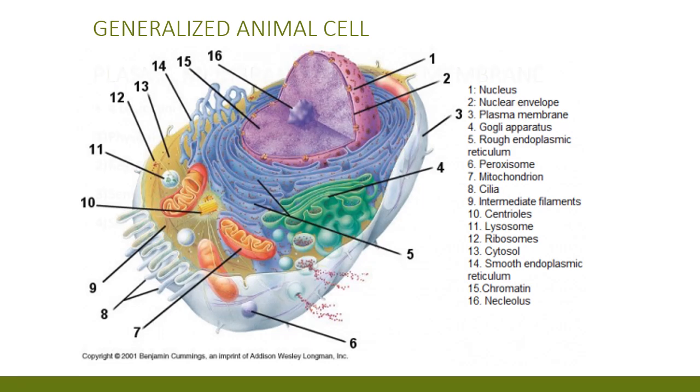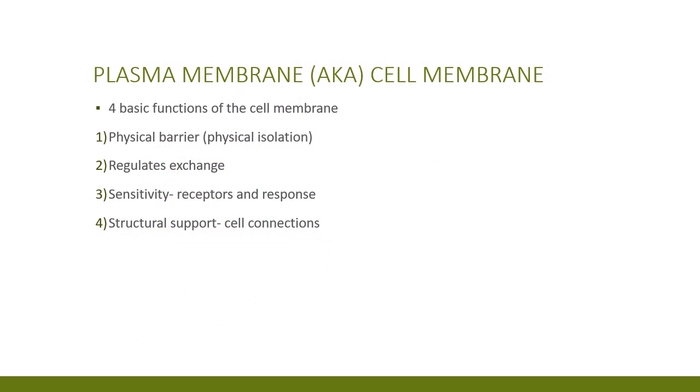Okay, let's go on. So now, the plasma membrane, sometimes called the cell membrane, has 4 basic functions. One, of course, is a physical barrier, creating physical isolation of the cell from the inside versus the outside. And remember, inside the cell is different than the outside, and inside has more water. And we'll talk about the membrane charge inside is different from the outside. It regulates exchange. It allows certain things in and certain out. It has sensitivity. It has receptors, and it can respond to different things. And it has structural support, cell connections that connect cells to each other.